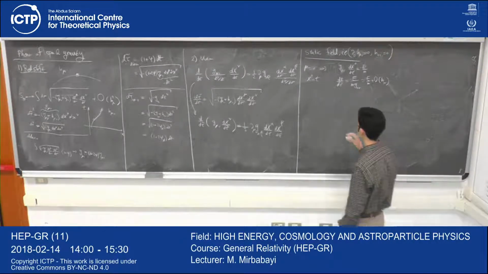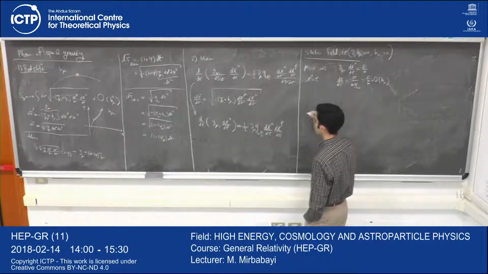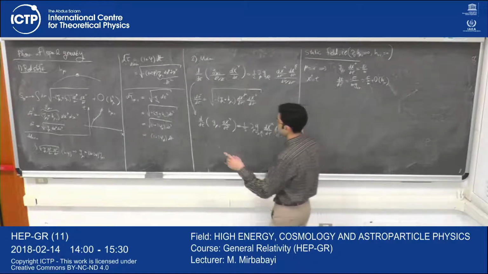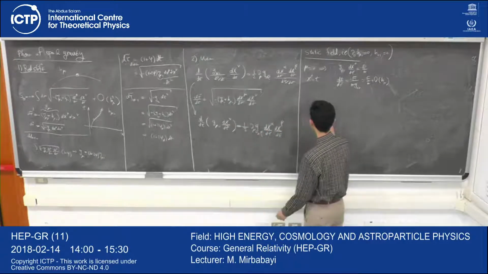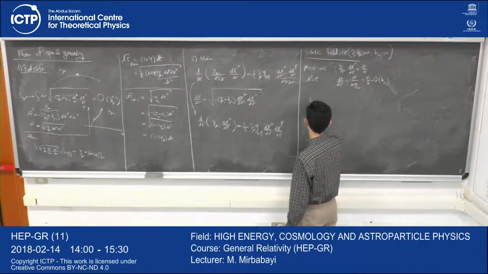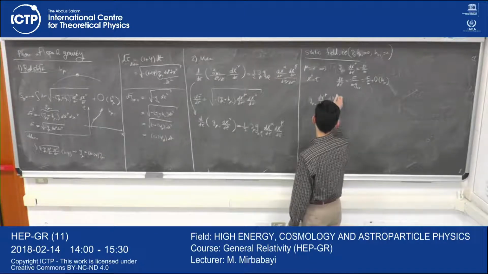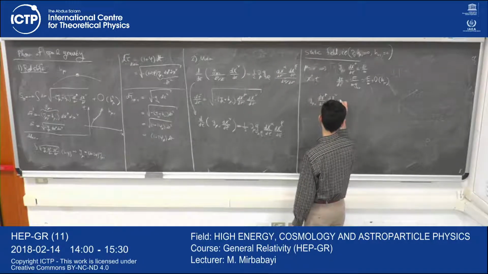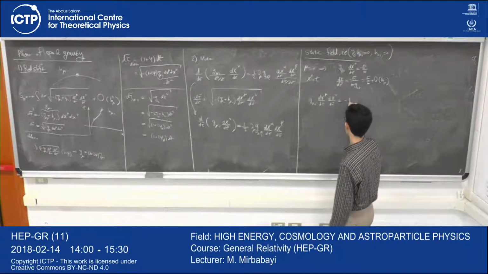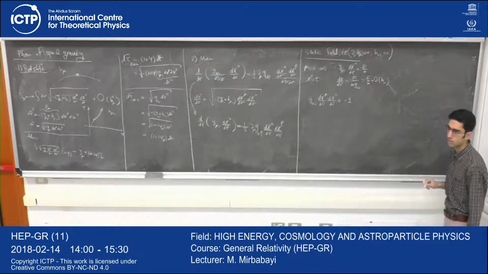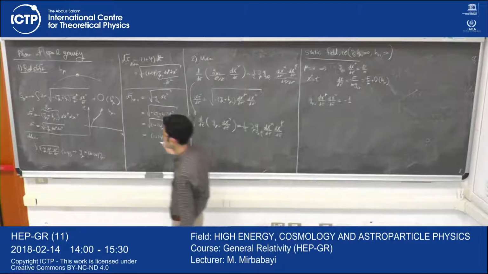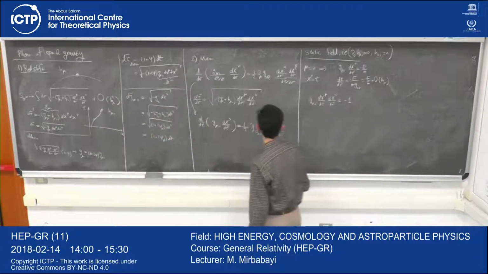Okay, so what else can we do? We can look at our definition of tau tilde, which tells us that g mu nu dx mu d tau tilde dx nu d tau tilde is equal to -1. That was just our definition of tau tilde.